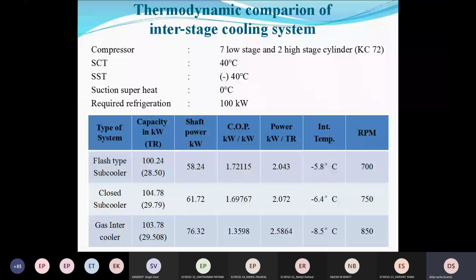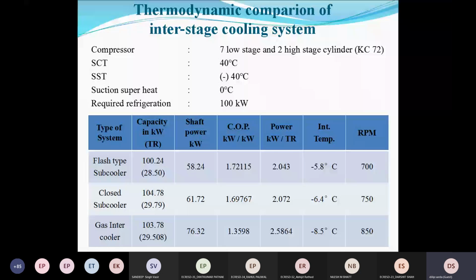So here my intent is to tell you to design the multi-stage system where interstage cooling should be more efficient and take minimum power. Even though we discussed three options, the gas intercooler, closed subcooler, and flash type subcooler, the selection requires considering the power consumption. Of course, site condition.